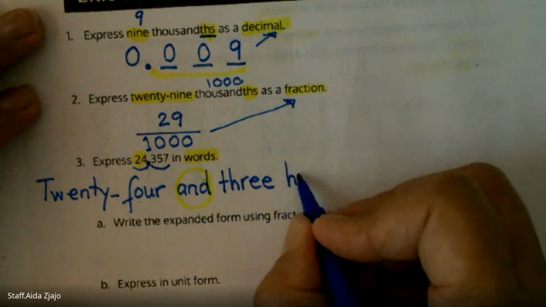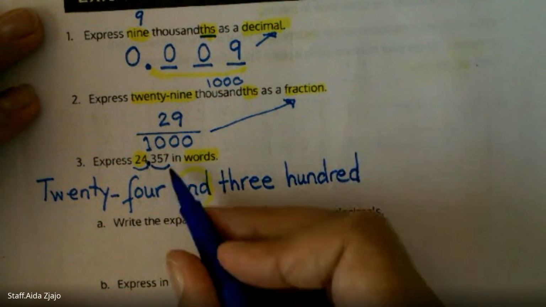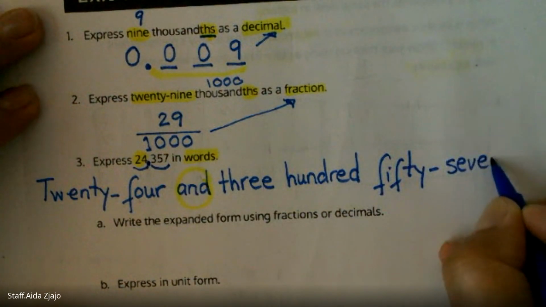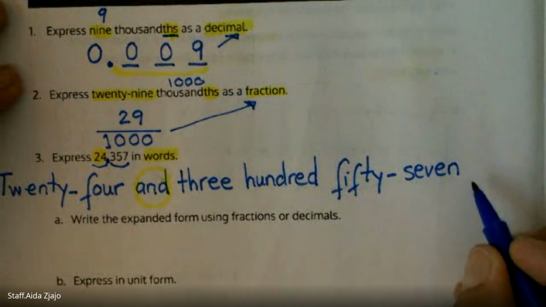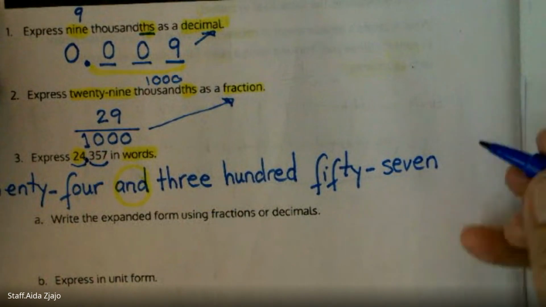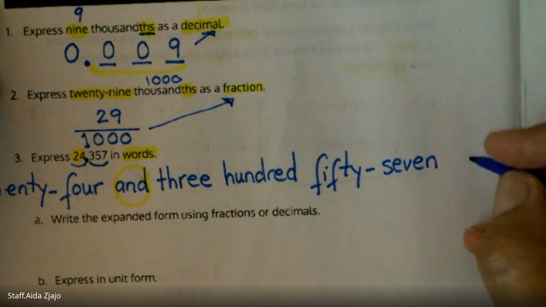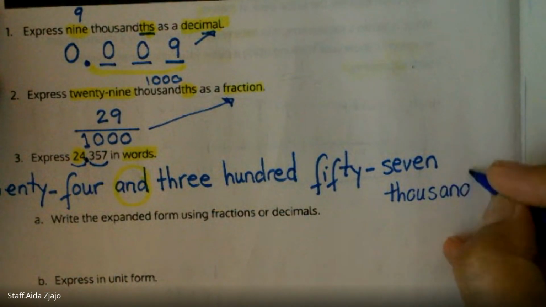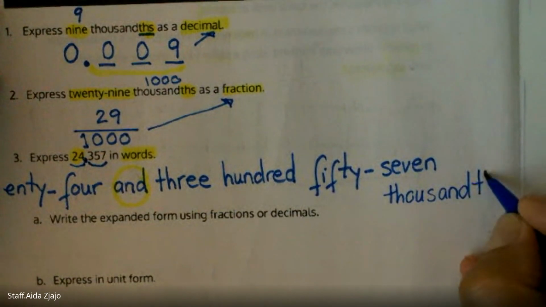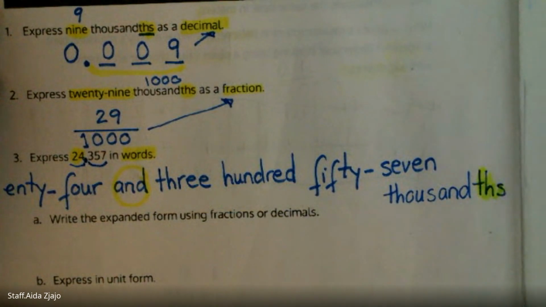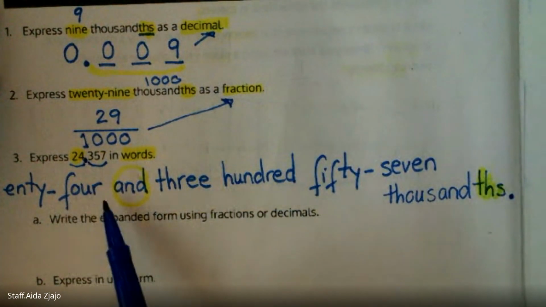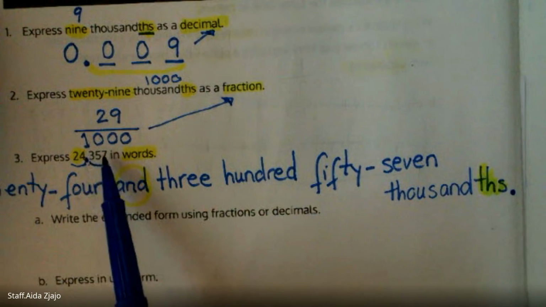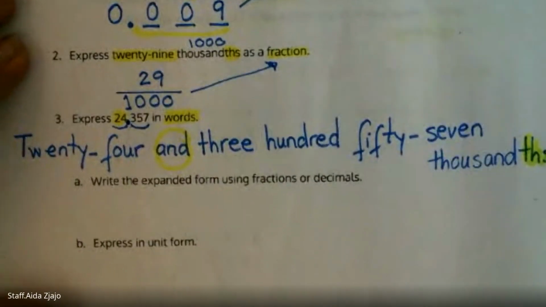So now we write just as we say: 300, 50, 7. But they are thousandths. I don't have enough room here, so I'm going to go below. And it's not thousand, it's thousandths. This is because my number is a decimal. So 24 and 357 thousandths. 24 and 357 thousandths.